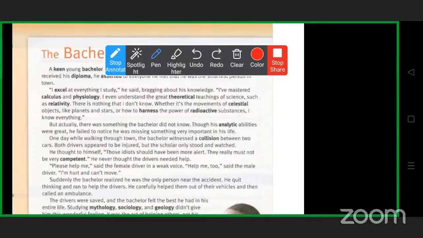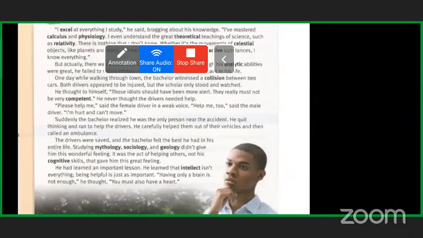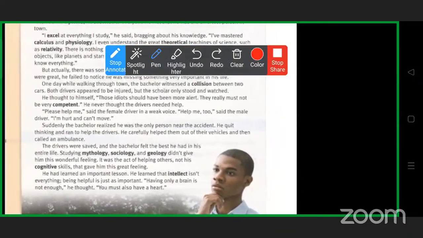He never thought that they needed help also. He could have gone to that level to help them out, and obviously that was his duty. That human quality is that when we see somebody in need, we need to go there to help them out. So a friend in need is a friend indeed.